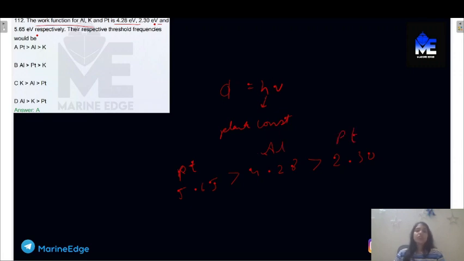Now, since this value of h will remain constant, what are we left with? We are left with the value of work function, right? So the work function is directly proportional to nu, since h remains constant. So the order remains the same. Platinum will have the highest threshold frequency, then comes aluminium, and then comes potassium. So option A. Okay.